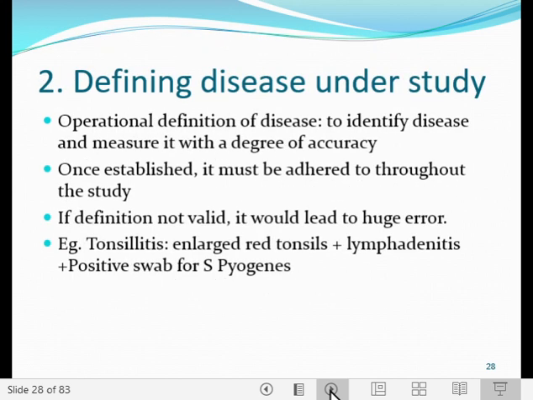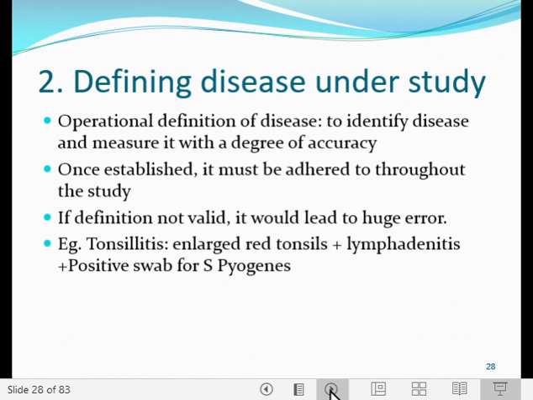Next is defining the disease under study. So, we need to have an operational definition of the disease, so that you can identify the disease easily in the field and measure it with a degree of accuracy with the help of an index or a laboratory test. Once established, it must be adhered to throughout the study. You cannot change the definition according to your convenience. Once you start the study, you have to adhere to the operational definition.